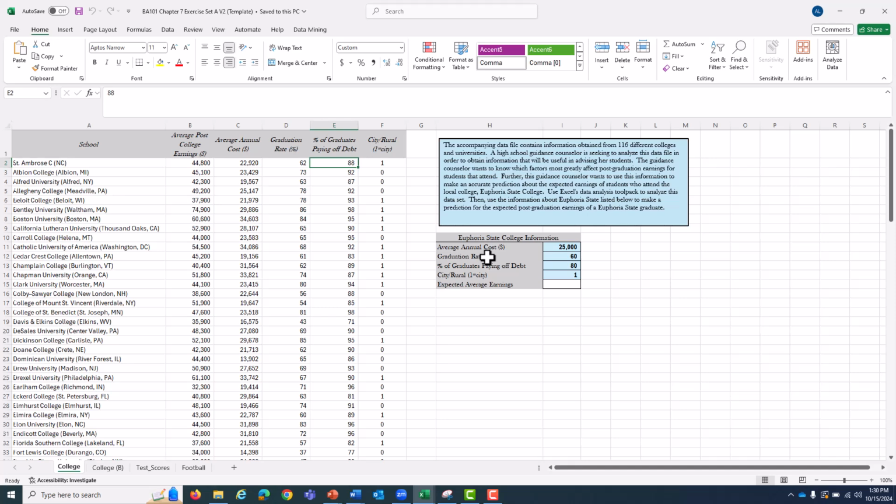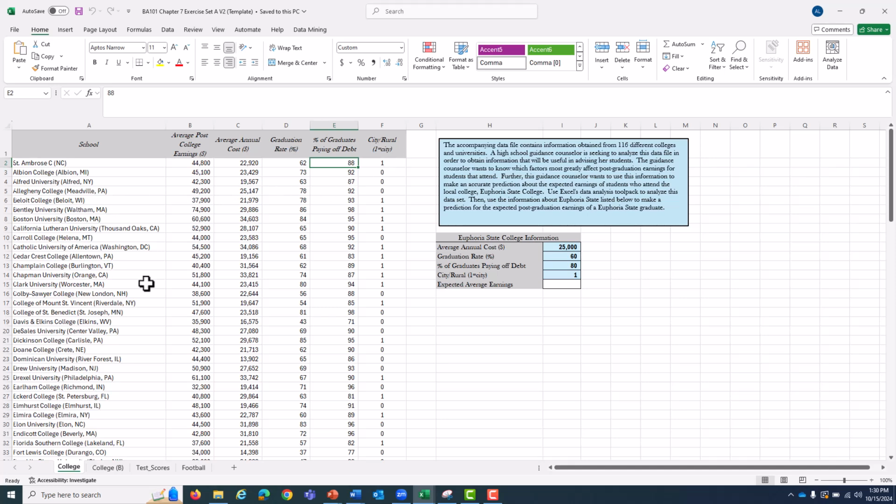And to do this, they're going to do a regression of the data set that they have. They're going to use the information from these 116 other schools to figure out points like how the cost of the college influences future earnings, how the graduation rate of the college influences future earnings, how the percentage of graduates that pay off their debt influences the future earnings of graduates, and the location, be it city or rural, of the college, how that influences the average post-college earnings of their graduates.